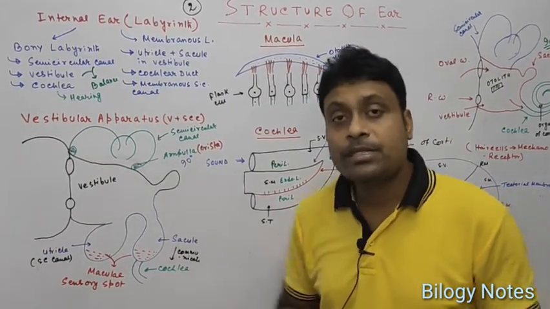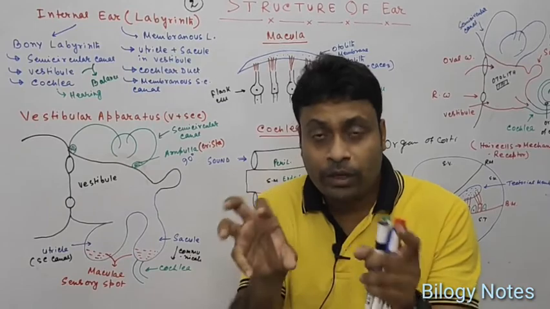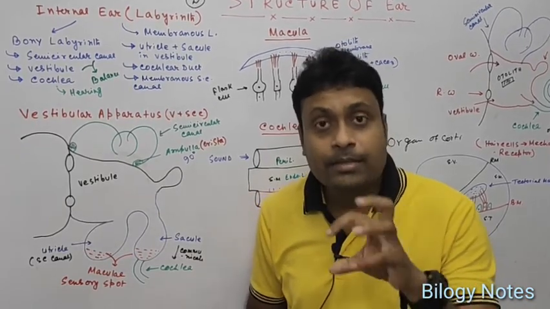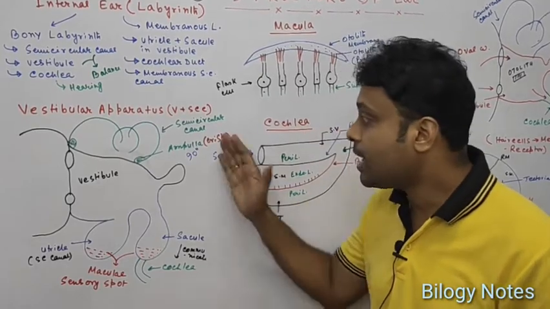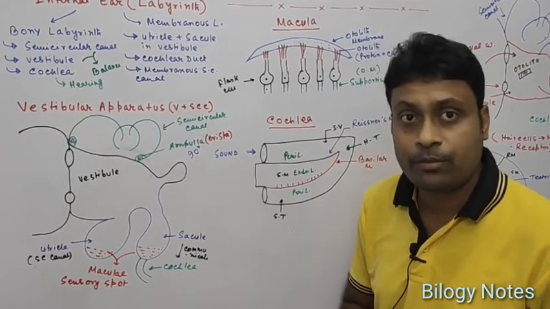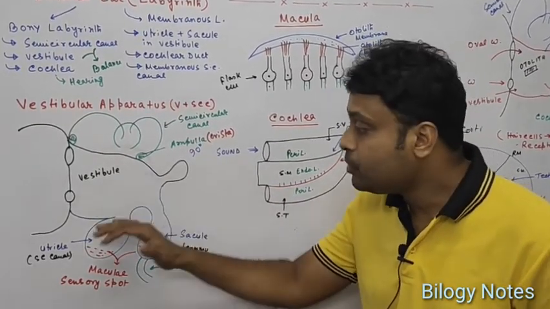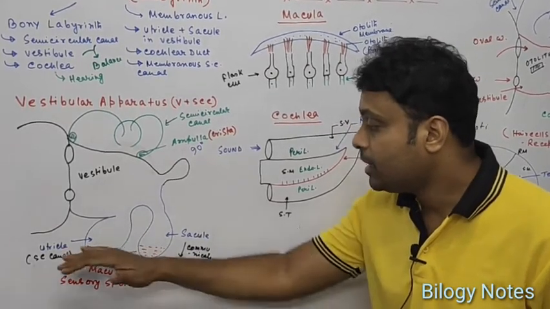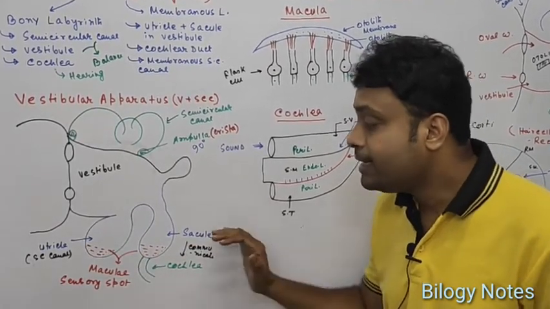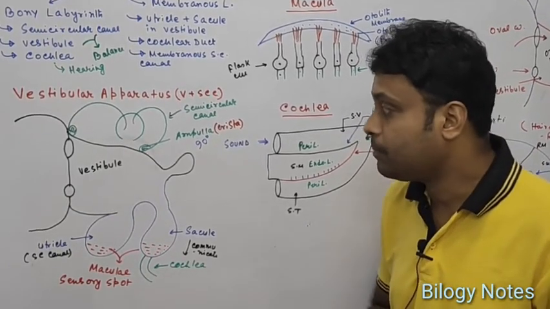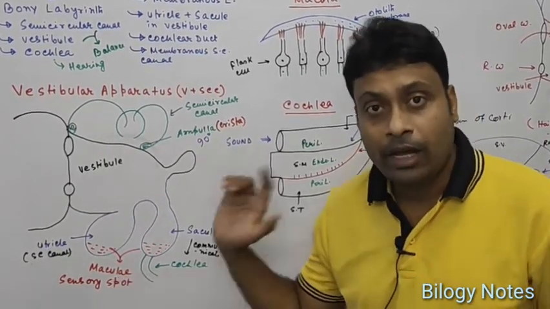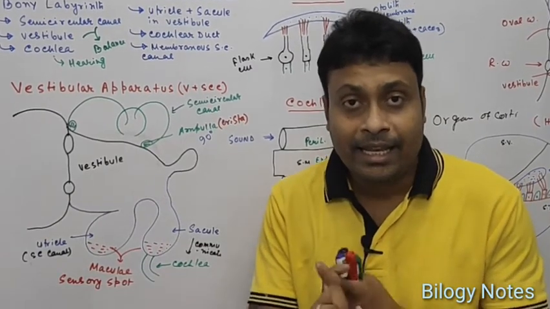And at the base of the semicircular canal, a swollen region can be seen. At the base of each of the three semicircular canals, the swollen part is known as the crista ampullaris, and this is actually a sensory spot. Okay, and inside the vestibule, two membranous labyrinths are present, the utricle and the saccule, and inside the utricle and the saccule, the sensory spot, the macula, is present. And in this macula, the sensory hair cells are present.